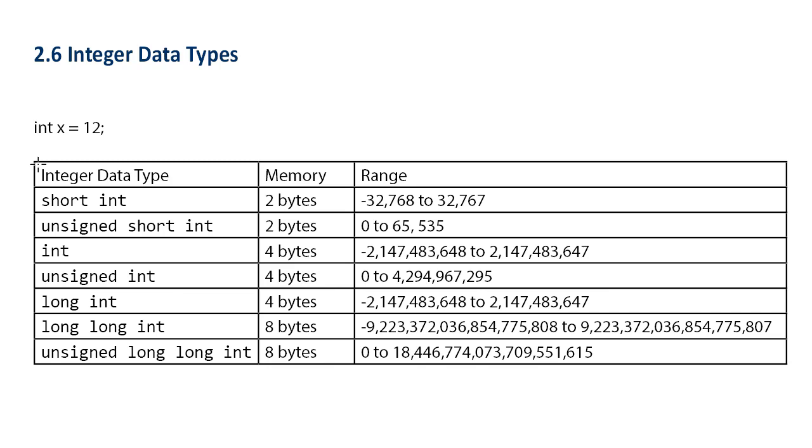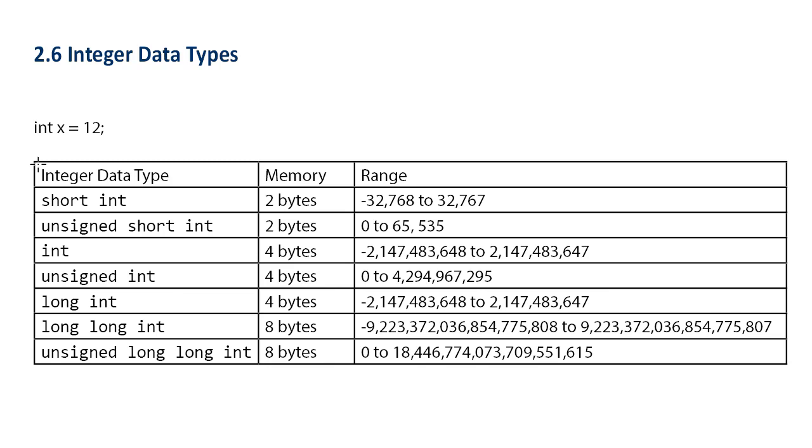The next integer data type is an unsigned short int, which also takes up 2 bytes of memory, but that unsigned keyword means that we can't store negative values to a variable of this data type. So the range of possible values just goes from 0 up to 65,535. The numbers start becoming pretty hard to say after this point, so an int takes up 4 bytes of memory, and the range of possible values for an int is from about negative 2.1 billion to positive 2.1 billion.